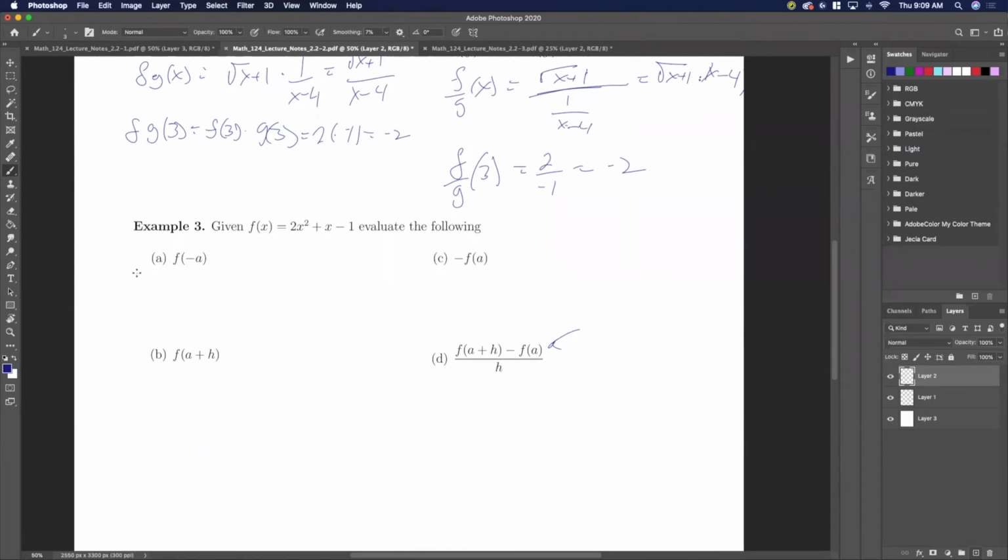All right, so let's do f of minus a. So f of minus a means everywhere I see an x, I'm going to plug in minus a. So it'll be 2 times minus a squared plus minus a minus 1. And here, minus f of a means I'm going to take the entire function f of a, plugging in a into the function, and then I'm negating the whole thing. And these are two different, they come out with two different answers.